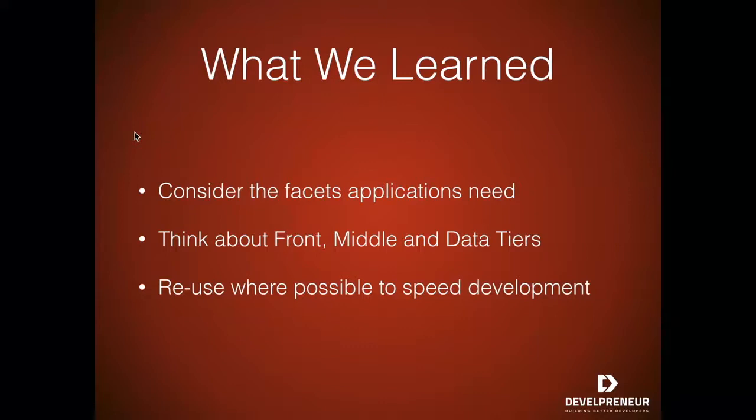As you're doing this, I think it's easiest if you're thinking about the front, the middle, and the back end, or the data tiers, because the components become very obvious in each of those areas, and that's going to help you make sure that they don't fall through the cracks. And of course, with all these, you want to be able to reuse them where possible to speed your development.